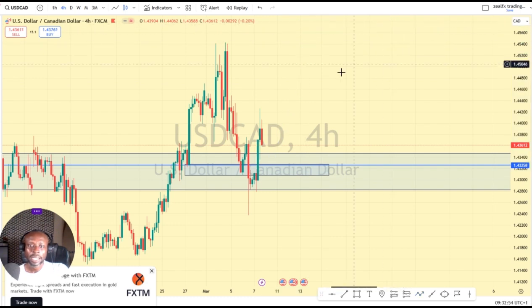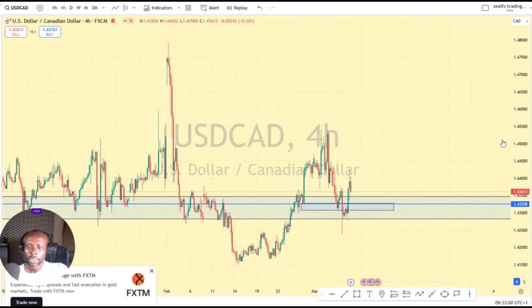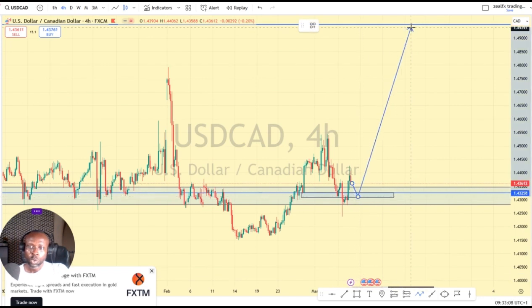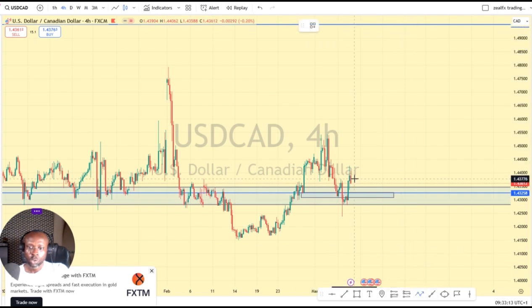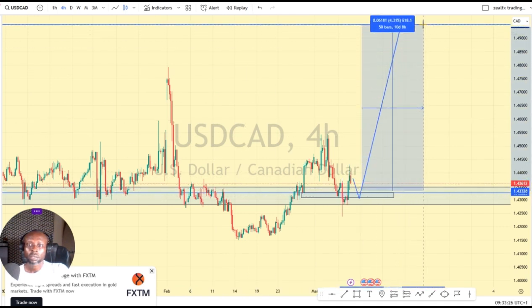So if I'm buying the USD CAD now, I'm expecting to make nothing less than 500 pips on this USD CAD. So the plan is to make 500 pips on this USD CAD. So we expect a retest of this zone, then we expect price to push higher to this level. So we are making nothing less than 600 pips on USD CAD. That's what we expect now from the USD CAD.